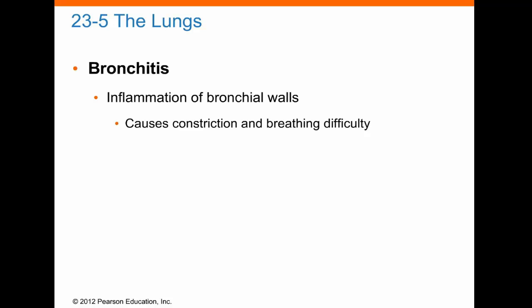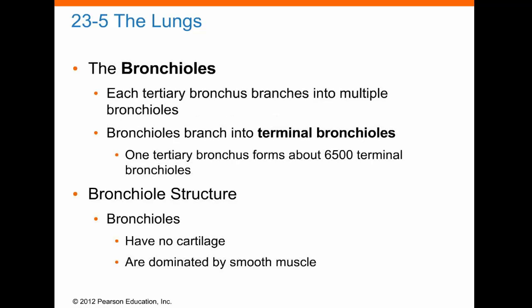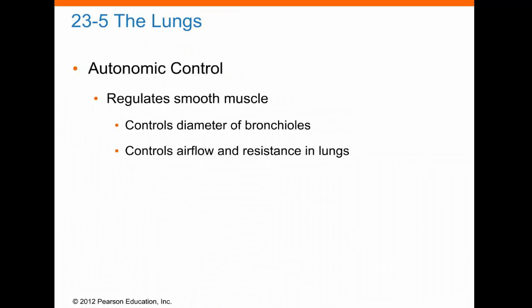So bronchitis is inflammation of the bronchial walls, and it causes constriction and difficulty in breathing. So the bronchioles, each tertiary bronchus branches into multiple bronchioles, and these bronchioles branch into what are called terminal bronchioles. So one tertiary bronchus forms about 6,500 terminal bronchioles. The bronchioles have no cartilage. They're dominated by smooth muscle, which means they have a high risk of bronchial constriction.